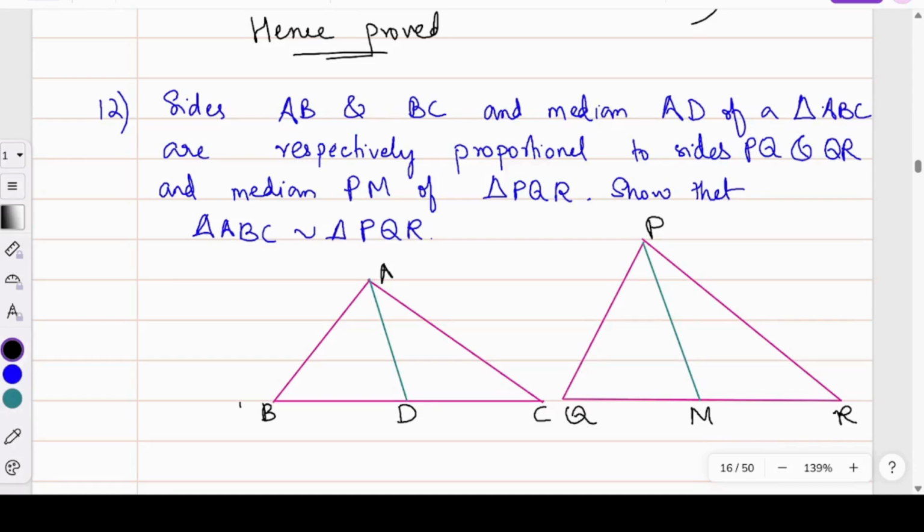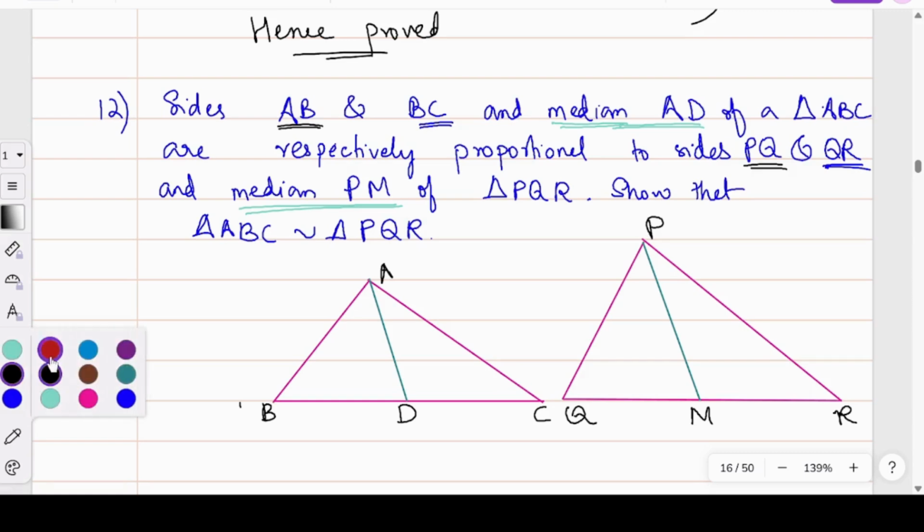So, in the question number 12, it is given sides AB and BC and median AD of a triangle ABC are respectively proportional to the sides PQ, QR and median PM of triangle PQR. That means this AB is proportional to what? AB is proportional to the side PQ and BC is proportional to the side QR, and the median AD of triangle ABC, this median AD of triangle ABC is proportional to the median PM of triangle PQR.